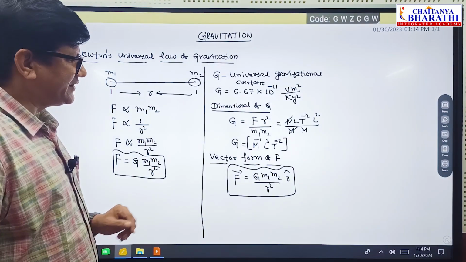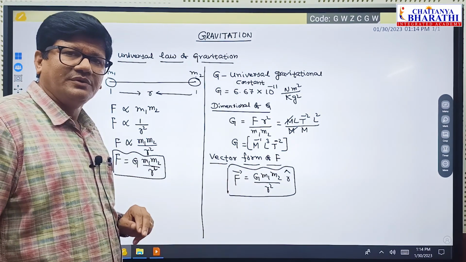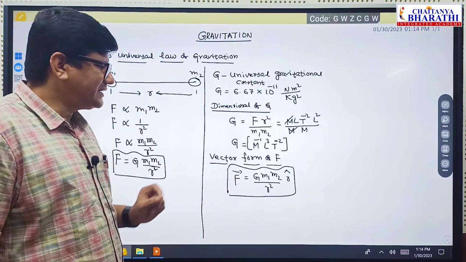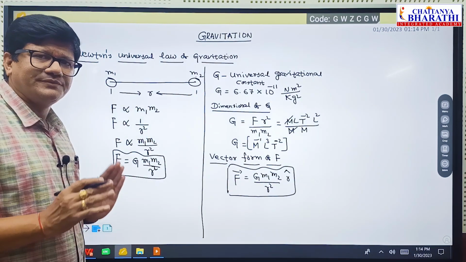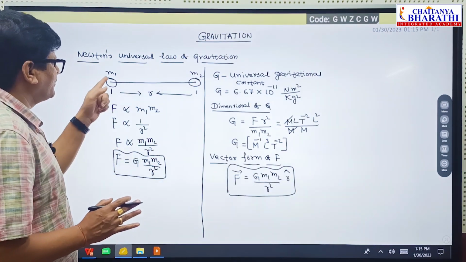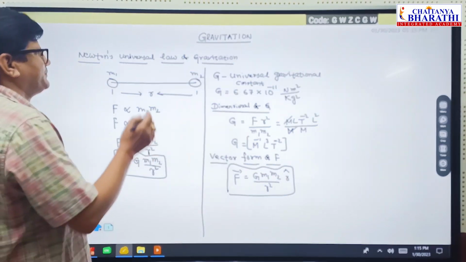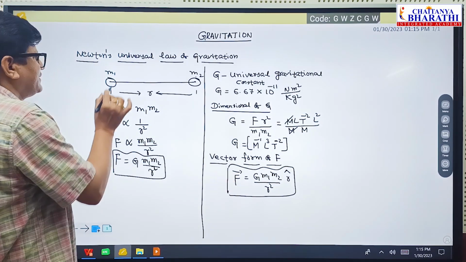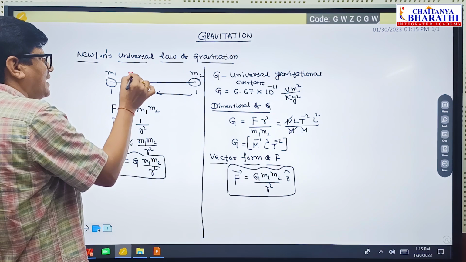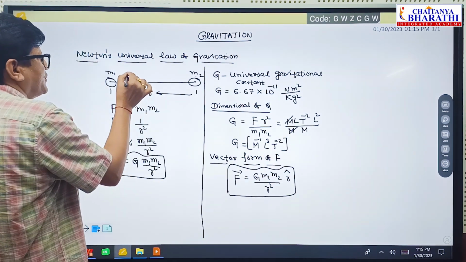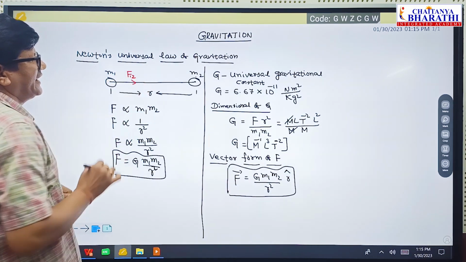Vector form of gravitational force is F bar equals G m1 m2 by r square into r cap, where r cap is the unit vector. If you see here, this gravitational force is an attractive force. M1 is attracted by M2, and M2 is attracted by M1. So the force acting on M1 due to M2 means force on the first mass due to the second, F12.